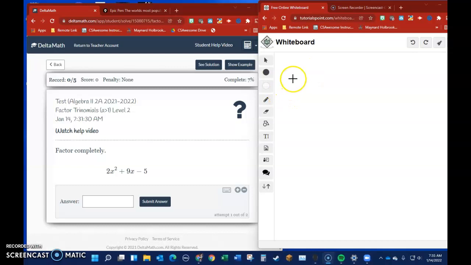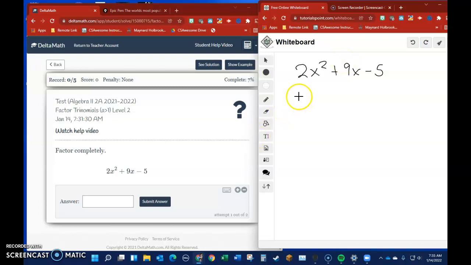Alright, hello. I wanted to show you a technique that I didn't show in class. So here we have the trinomial 2x squared plus 9x minus 5. Now in class I showed you to pull the different things that multiply to negative 5 and then see if they add up. Multiply 2 times negative 5 and see if anything adds up to 9 of those factors.